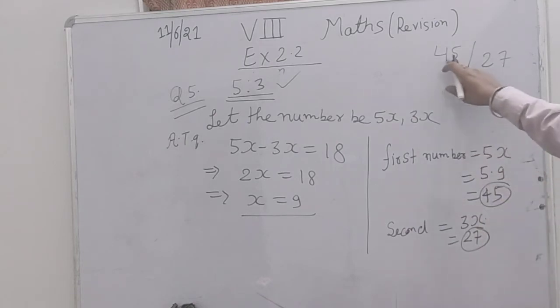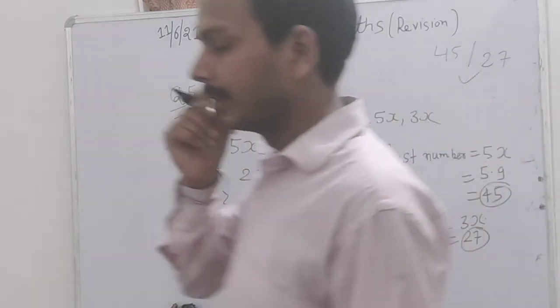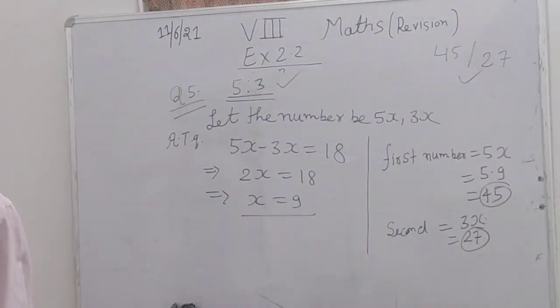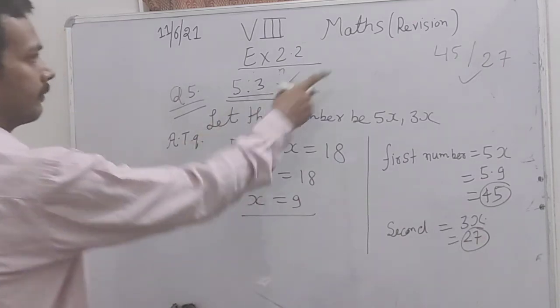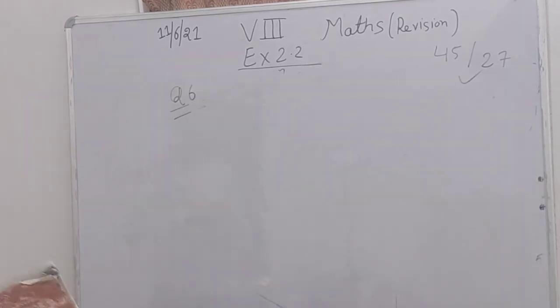The next step is we will subtract 45 minus 27. It is 18. So this answer is also correct for this condition. So our answer satisfies both the conditions. So our answer 45 and 27 is correct. In this way you can verify your answer. Next question. Question number 6.